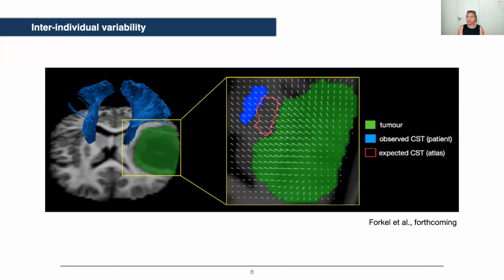And if we were to use an atlas approach in this particular patient, then you can see in red that the atlas will predict the corticospinal tract to be in a position that it is not in this individual patient. So this is the first indication of why variability is important to be aware of.